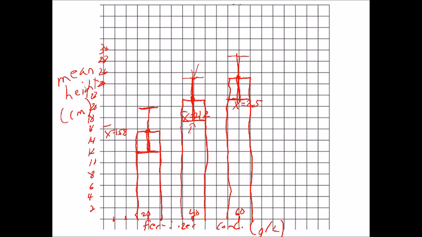Notice the overlap between the 60 gram and the 40 gram per liter sample. Also notice the overlap between the 20 and the 40 gram per liter sample. But the two that don't overlap at all in terms of the error bars are the 60 and the 20. And since they don't overlap, we can be somewhat sure that the 20 gram per liter sample is statistically different than the 60 gram per liter sample.